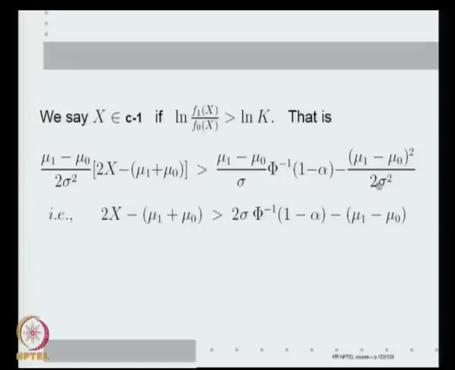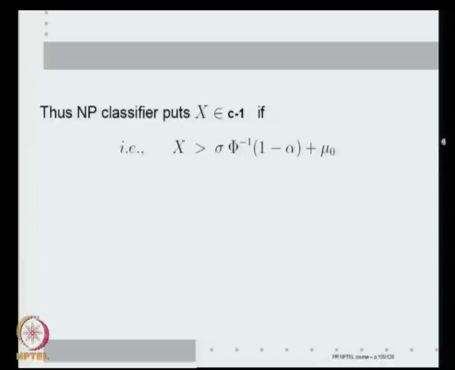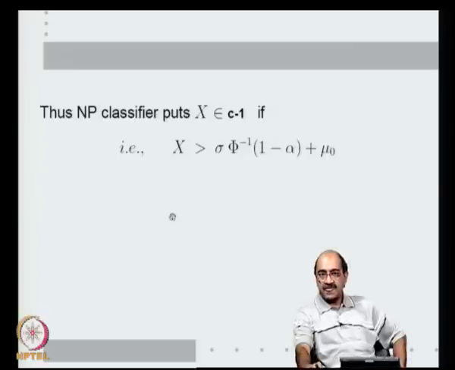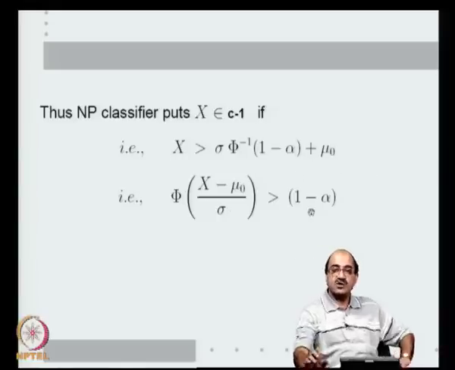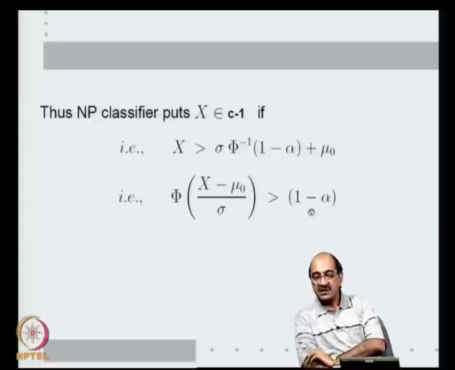Remember, we are assuming mu 0 less than mu 1. So, mu 1 minus mu 0 is a positive quantity. So, when I divide by it, the inequality does not change. Now, we bring mu 1 plus mu 0 on this side and divide by 2, this is same as x greater than this. So, the Neyman-Pearson classifier will put x in class 1 if x is greater than this, which is same as x minus mu 0 by sigma, and bring phi inverse this side, phi of x minus mu 0 by sigma is greater than 1 minus alpha, right.